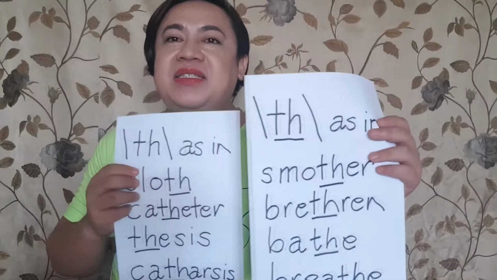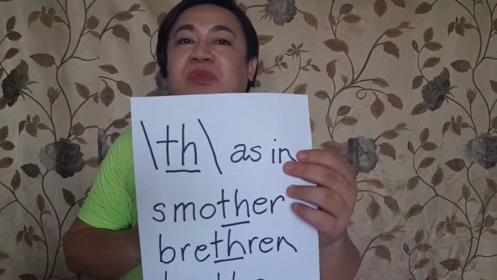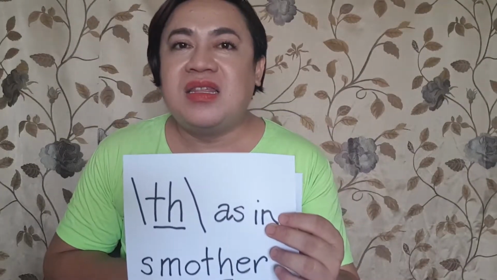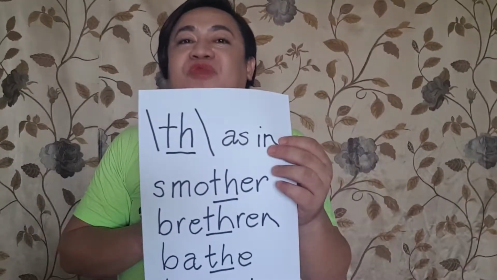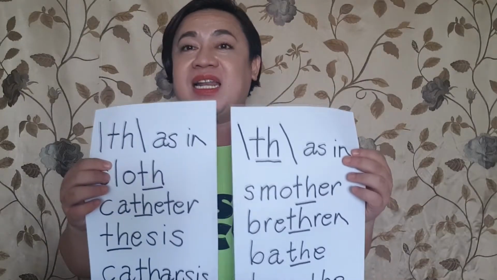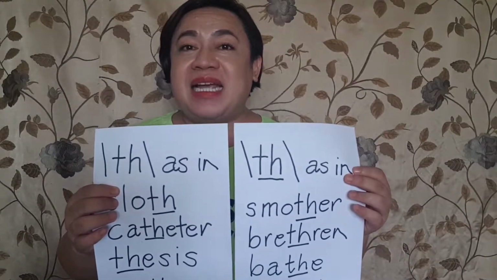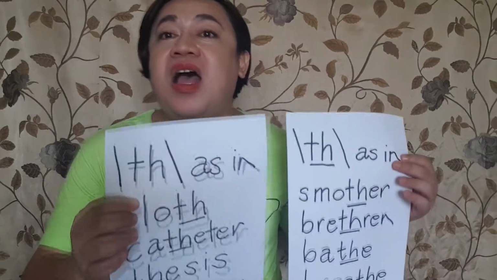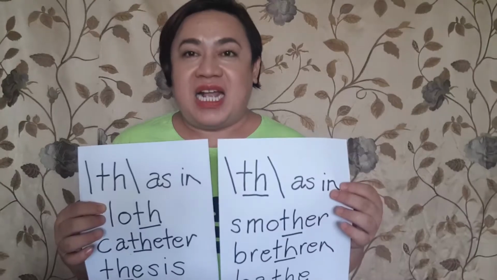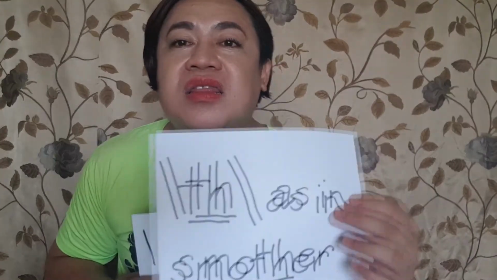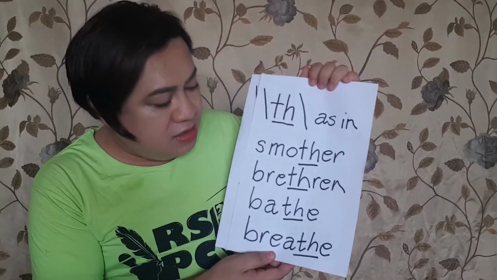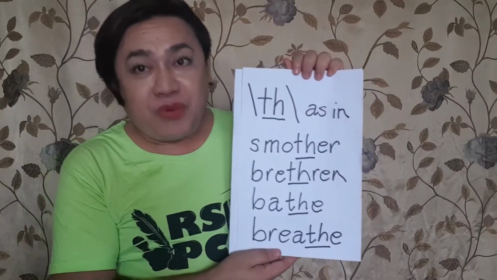And the sister is the voiced th, represented by lowercase letters t and h, hence the name voiced th. It is underlined to spell the difference between the two. Again, the one without the underline is the voiceless th, and the one with the underline is the voiced th, as in smothered, brethren, bathe, and breathe.